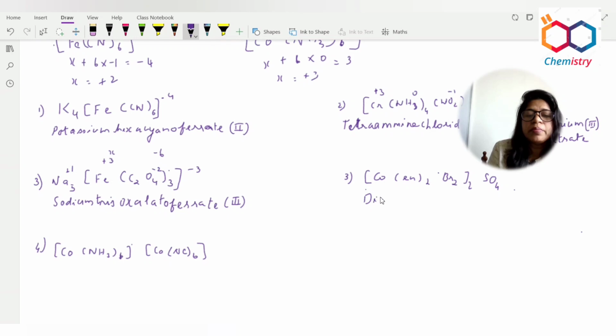So dibromido. Only the name of the ligand is used alphabetically. Bromido. Bis. It is a bidentate ligand. So bis. Two are there. Bis ethylene diamine or bis ethane 1,2-diamine.